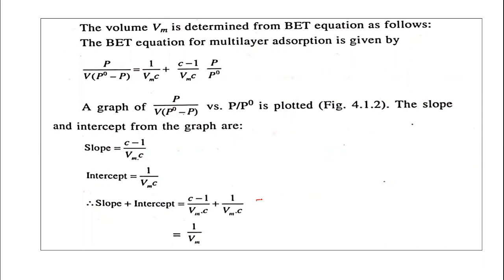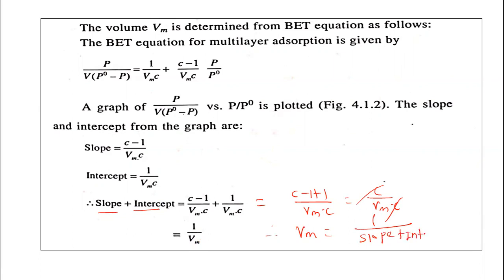It is equal to (C minus 1 plus 1) divided by Vm into C. So it is equal to C upon Vm into C. So C gets cancelled here, and it is equal to 1 upon Vm. Thus, by adding the slope and intercept, we can determine the Vm. So therefore, we can write Vm is equal to 1 upon slope plus intercept.